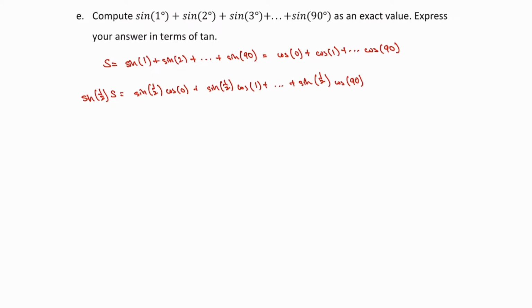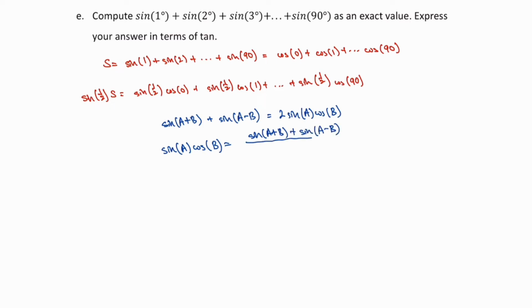Now I'm going to spend some time manipulating the formula we worked out in part D. In part D, we worked out that sine of A plus B plus sine of A minus B is equal to 2 sine of A cos of B. By rearranging, I can say that sine of A cos of B is equal to sine of A plus B plus sine of A minus B over 2. And I'm going to use this formula here and substitute values in to simplify this question.